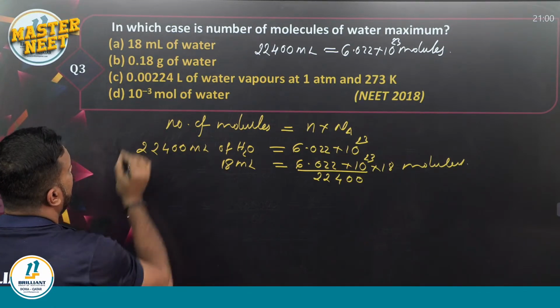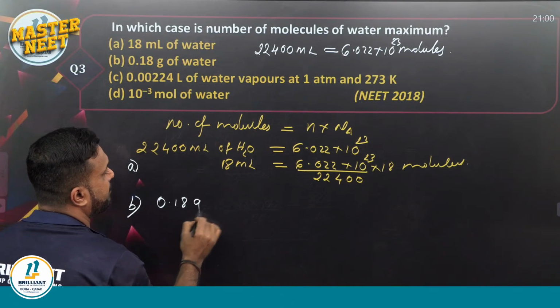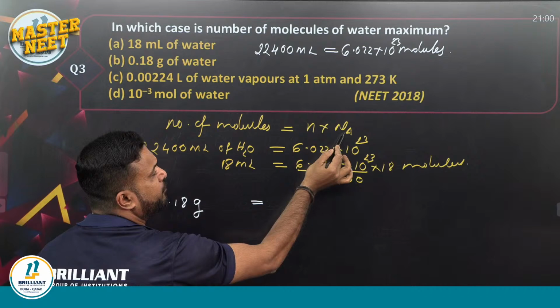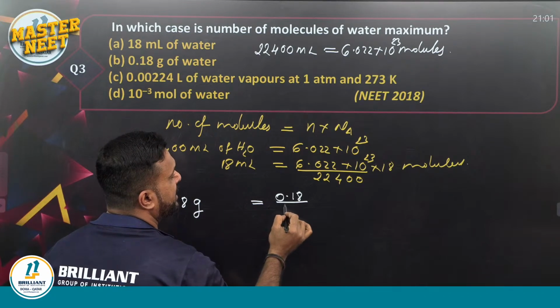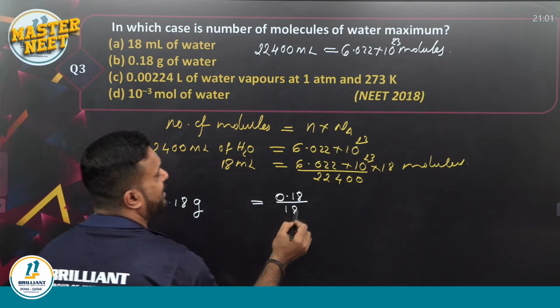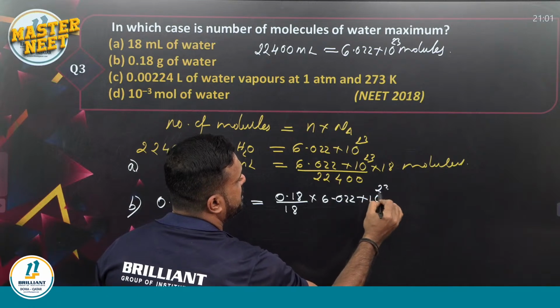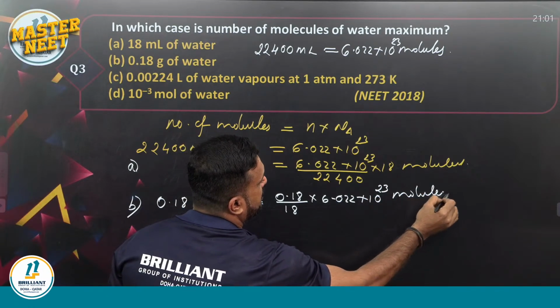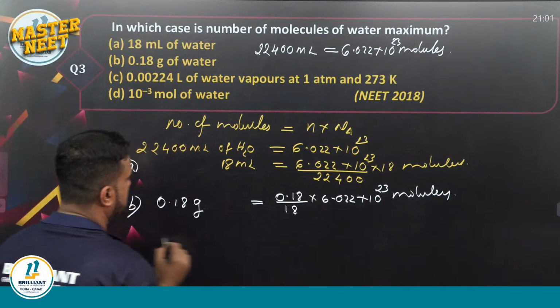What about option B? Option B is 0.18 gram of water. It is number of moles into Avogadro number, and number of moles is given mass by molar mass: 0.18 divided by 18. No need to solve the value, we just need to compare. So 0.18 divided by 18 into 6.022 into 10 power 23 molecules, because it is n into Na. This is for B.